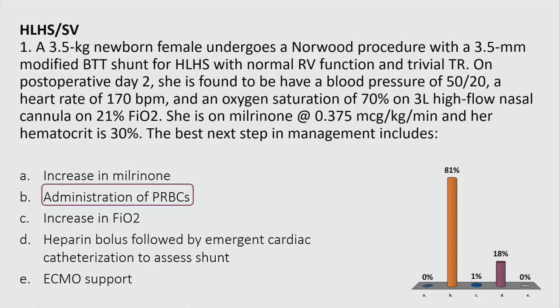So this is actually a case that illustrates several things. You're having a Norwood operation with a BT shunt, or Blalock-Taussig-Thomas shunt, however you want to call it, with normal RV function and trivial TR, and has a marginal blood pressure, and has a fast heart rate with a hematocrit that is 30, without any other signs of low cardiac output. So you are on a reasonable inotropic dose, although there's no mention specifically about perfusion. You assume that when it's not mentioned, that at least that is not affected.